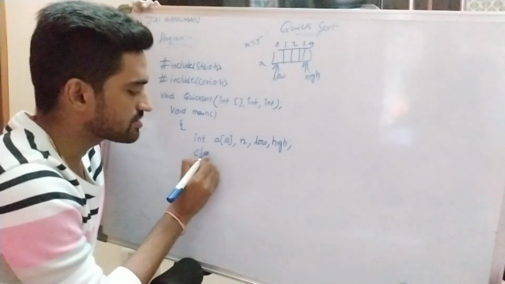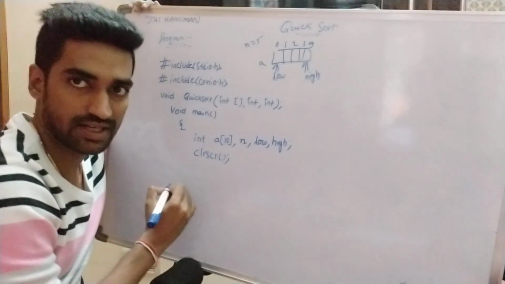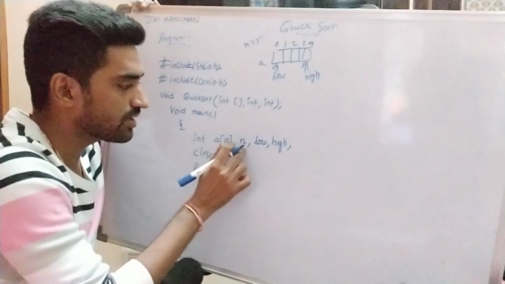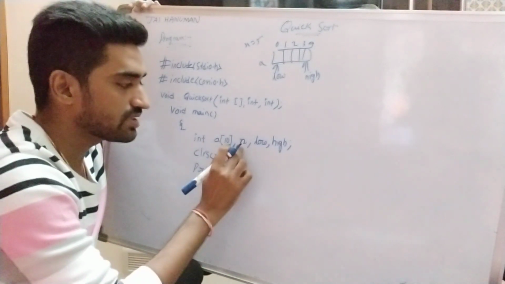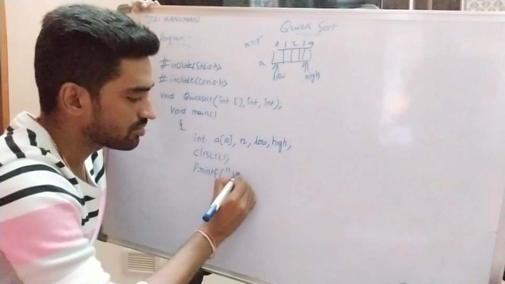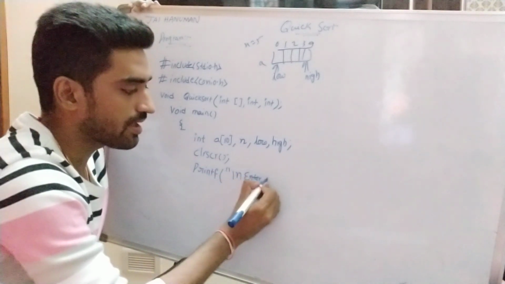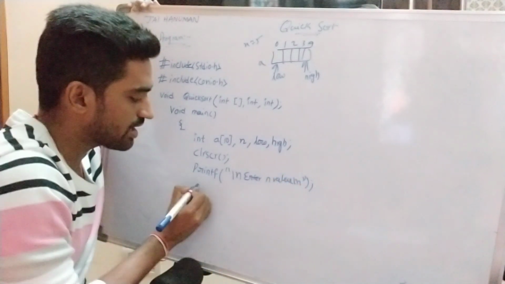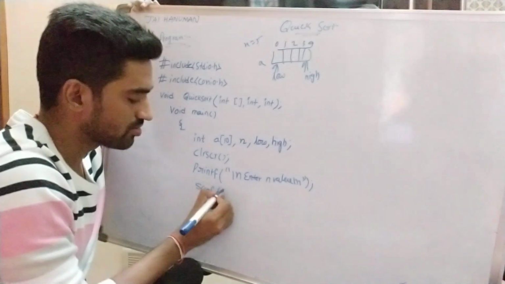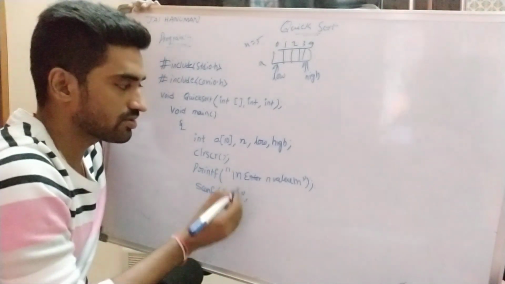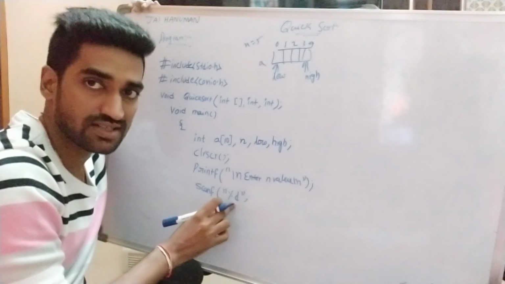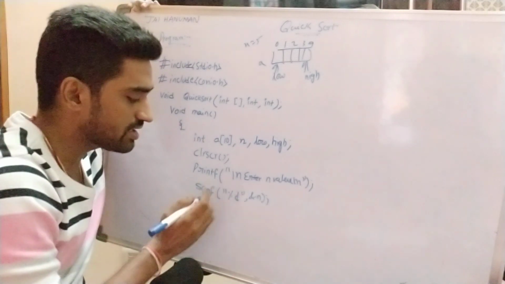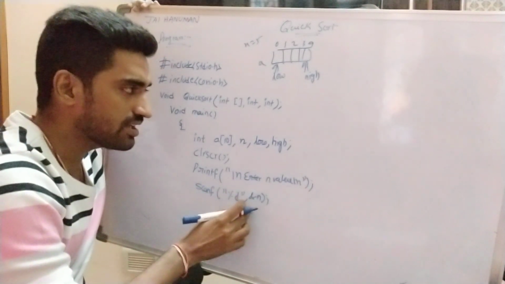Then I am writing the clrscr function to clear the previous output screen. Then I am entering the number of elements into the array. That can be done with the help of the n variable. So enter n value. Here I am reading the n value. This is an integer value, so I am specifying the %d control string and also specifying the address of the n variable.